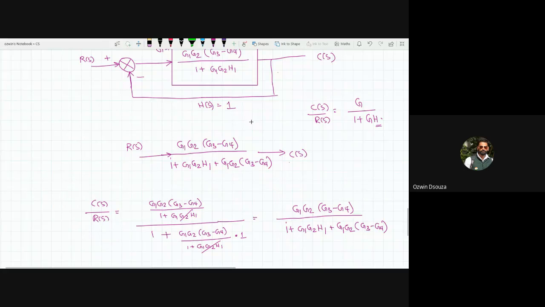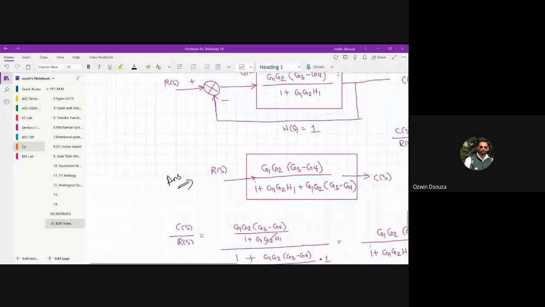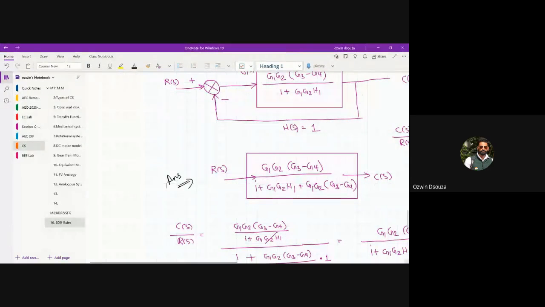So this is your transfer function. So this is the answer. Okay. So this is how you solve the block diagram reduction technique problems. Okay, this is the simplest problem, just for the demonstration purpose I have used. Okay, so in the future classes, let's solve more complex problems so that you will be able to understand all the rules.